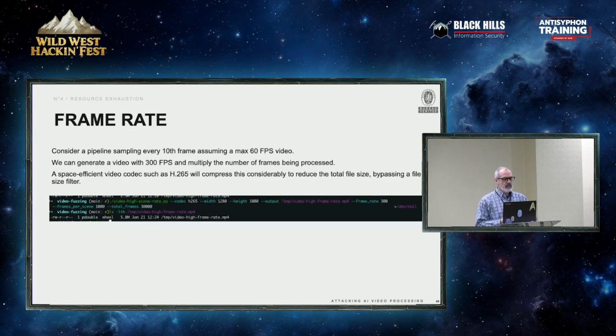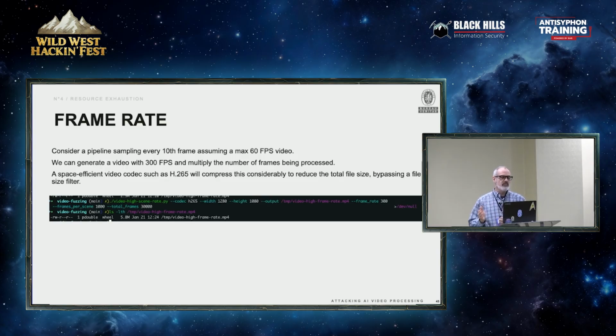Frame rate. We look at the typical frame rates, 24, 30, 60. You can go up to 300. If it's taking a simplistic approach, like every 10th frame, and then assuming a max of 10, that's 6 frames. If you go up to 300, then you're vastly increasing the number of frames that it's going to have to process. And you can push it beyond its limits here.